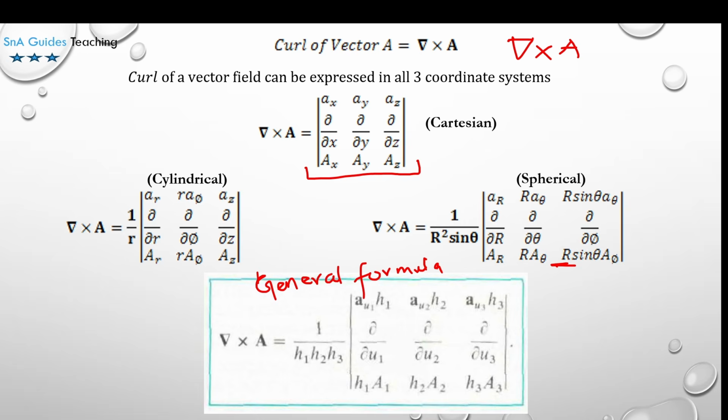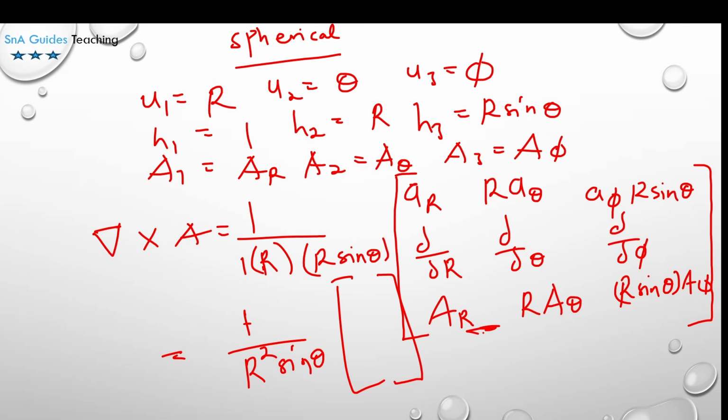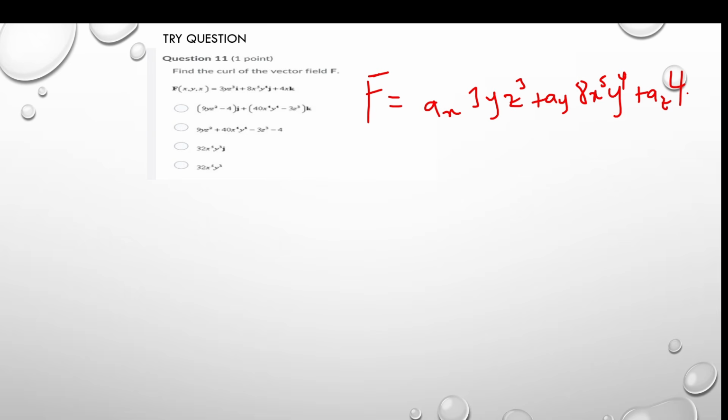Now the final thing we are going to do is do it for the cylindrical. I think you should be able to do it for the cylindrical. Yes. So let's consider this trial question. The question is asking us to find the curl of the vector field F. Now F has been given in the XYZ coordinate system. So let's write it again. Now this is F. They're asking us to find the curl of F.